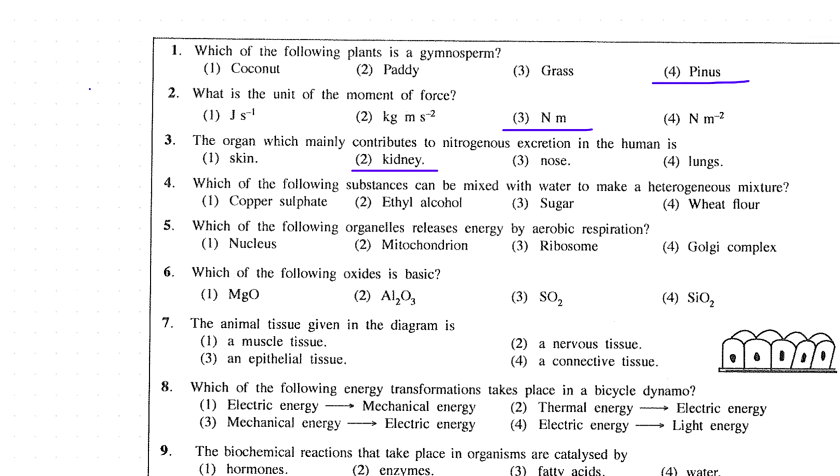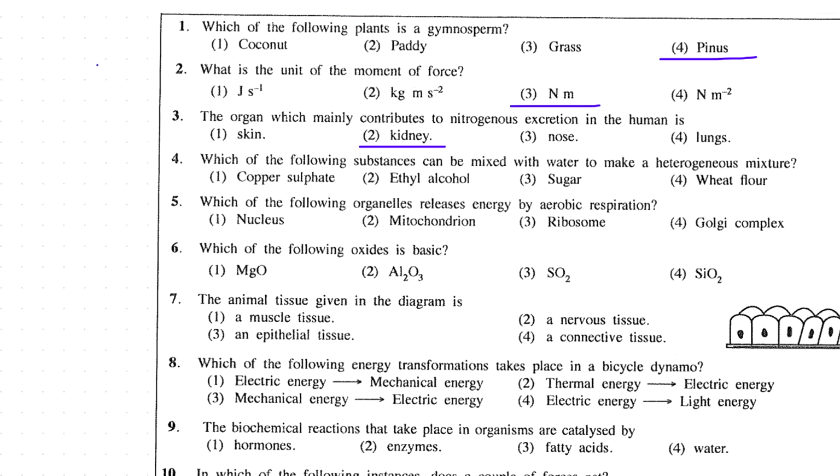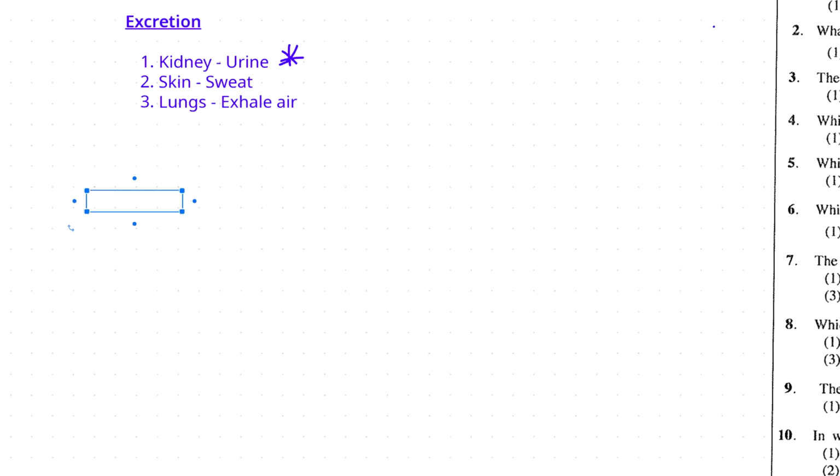Okay, next one. Which of the following substances can be mixed with water to make a heterogeneous mixture? What will happen when you dissolve copper sulfate in water? Is it a homogeneous or heterogeneous mixture? Homogeneous. Considering the physical states of the solute and solvent, what kind of homogeneous mixture is this? Solid liquid. Copper sulfate is solid and water is liquid, so it is a solid liquid homogeneous mixture.